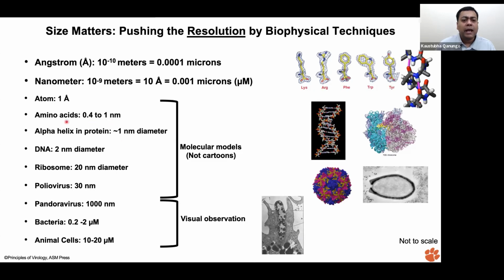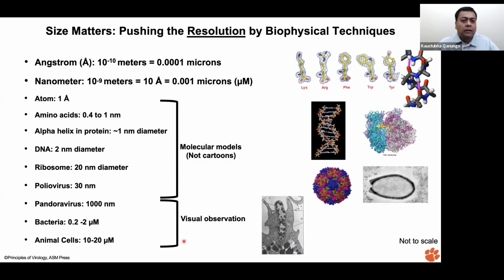You can see that amino acids are between 0.4 to 1 nanometer, whereas the alpha helix of a protein right here is about 1 nanometer in diameter. This gives you a perspective. Small viruses like poliovirus are about 20 to 30 nanometers in size, whereas giant viruses could be 1,000 nanometers, even 1,500 nanometers in size.